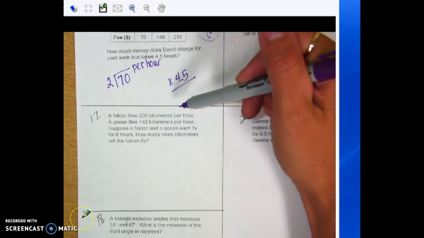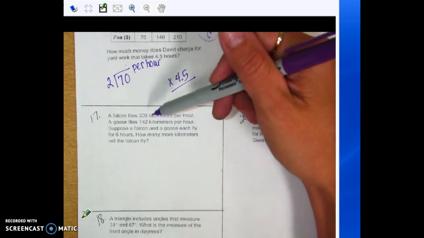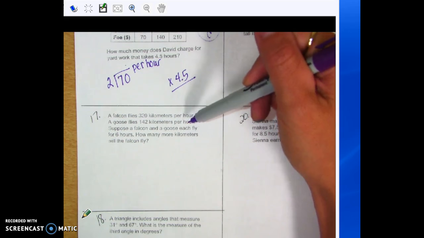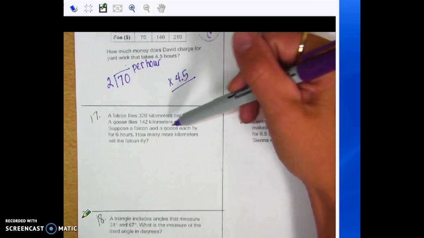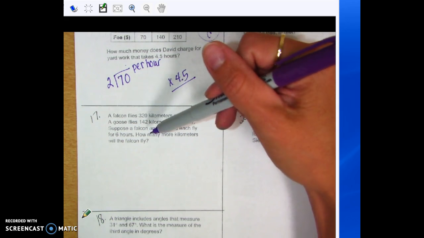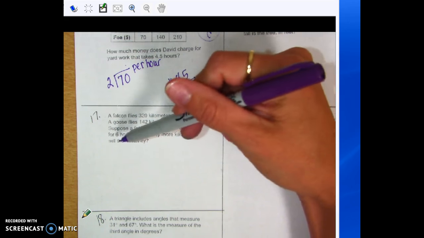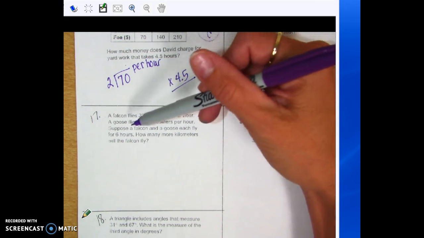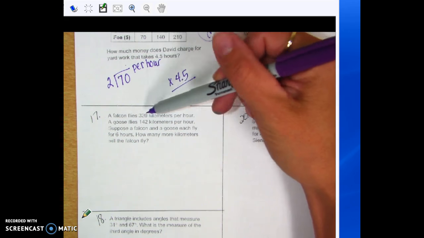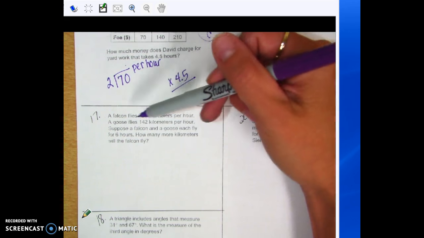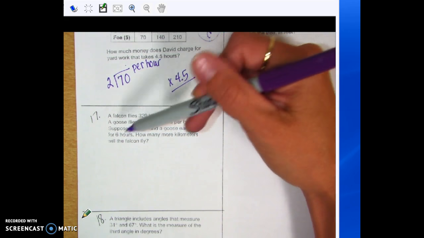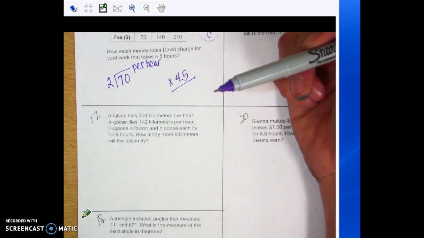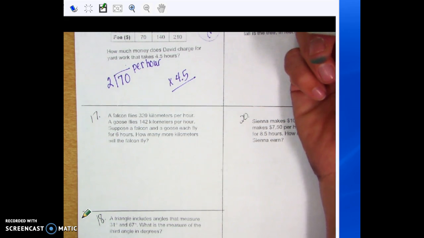All right, number 17, sorry. A falcon flies 320 kilometers per hour. A goose flies 142 kilometers per hour. Suppose a falcon and a goose each fly for 6 hours. How many more kilometers will the falcon fly? Okay, so again, a couple options. You can either find how much the falcon flies in 6 hours and find how much the goose flies in 6 hours and then subtract to find their difference.